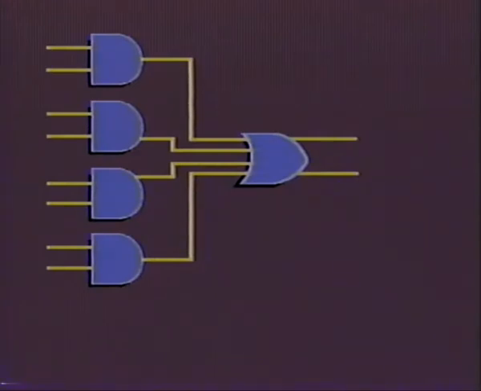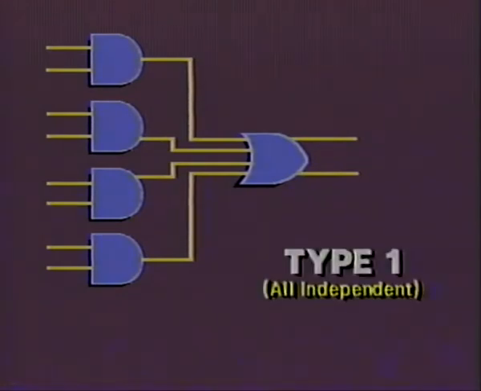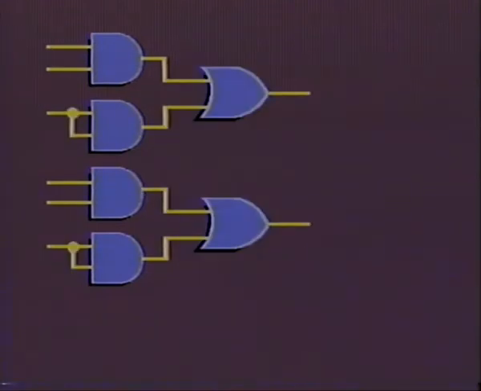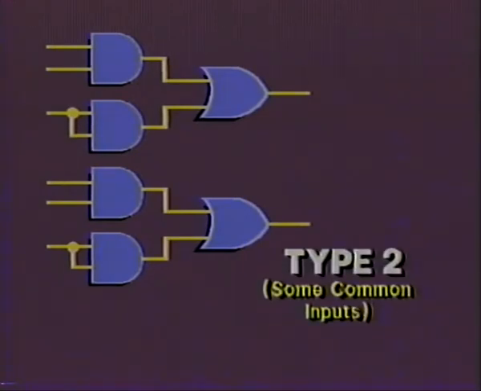Here we see a gate array that has all independent inputs. We call gate arrays with independent inputs Type 1. Type 1 gate arrays include A, B, C, E, H, I, and M-type chips. This diagram shows a gate array with some common inputs. Gate arrays with some common inputs are called Type 2. Type 2 gate arrays include J, K, L, and P type chips.